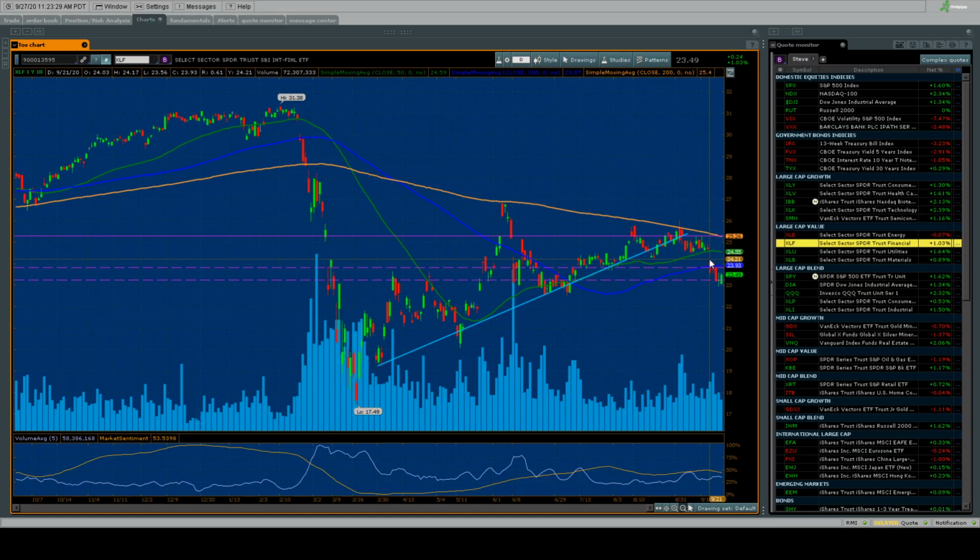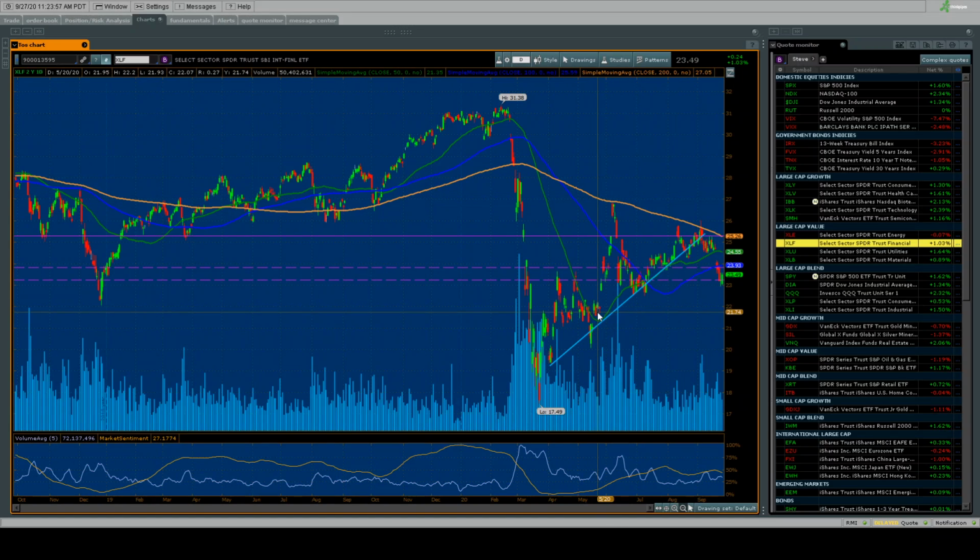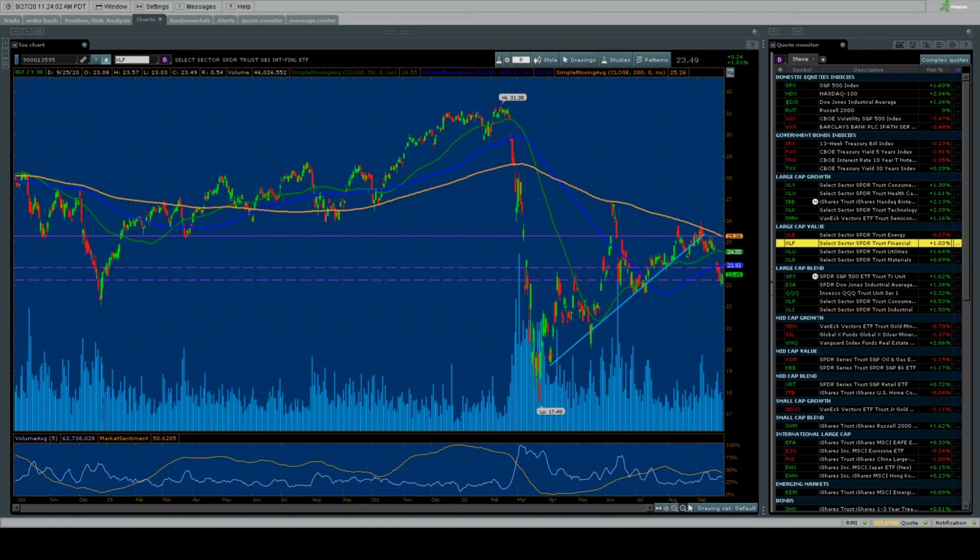If it holds here, this is constructive for XLF. If it doesn't, it's saying it's headed down even further into this, say, $21 range. But right now, for those of you who are just listening, can't see the charts, the supply zone is pretty much the $23 to $24 range. And if you're constructive on bank stocks, it needs to hold that. If not, well, you're definitely going to see lower prices in financials, and that should lead to higher bond prices.